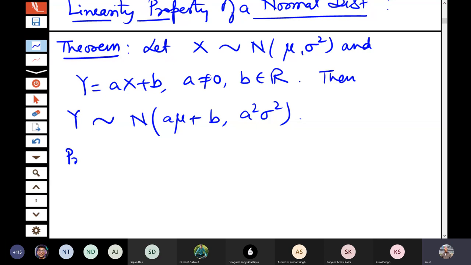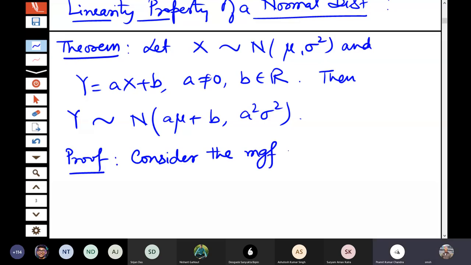So to prove that, we will make use of the moment generating function. Is there any question? Ramit Kumar, do you have any question?